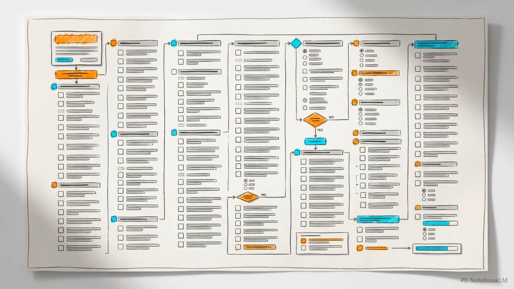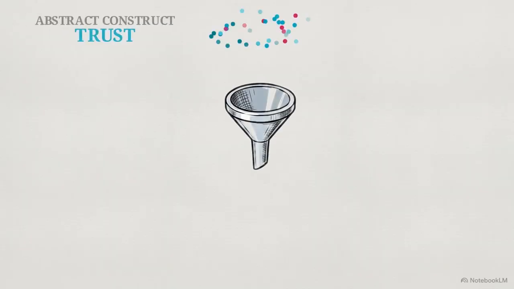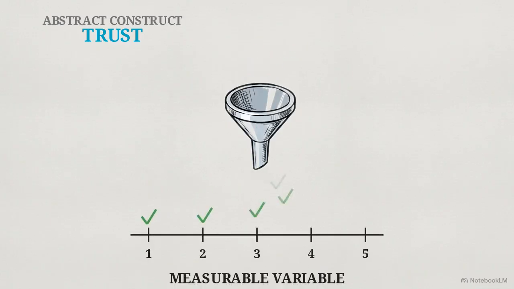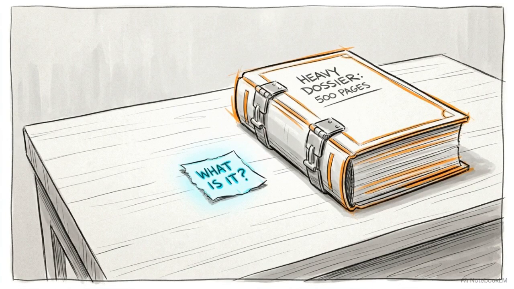This is your primary tool for capturing internal states, opinions, attitudes, and future intentions. The strict engineering process of turning unobservable, abstract concepts into measurable questions is called operationalization. To do this successfully, you need measurement reliability, meaning your answers are consistent and stable. A single question is structurally too weak to measure an abstract concept accurately.